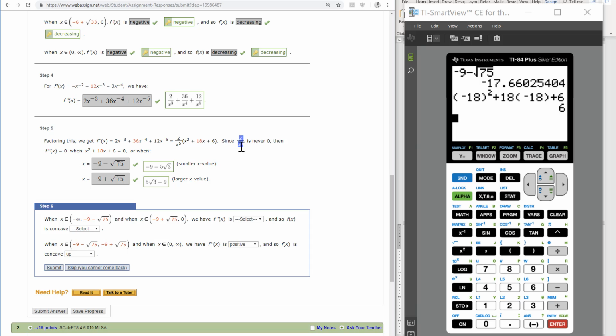Now we're putting in a negative number, negative 18, and x to the 5th is going to produce a negative number. So we have a negative here and a positive here, so that's going to give us a negative value. And it looks like it's going to be the same if we choose a number between negative 9 plus root 75 and 0. So because that's a negative, our concavity for the original function is going down, and we'll go ahead and submit that.